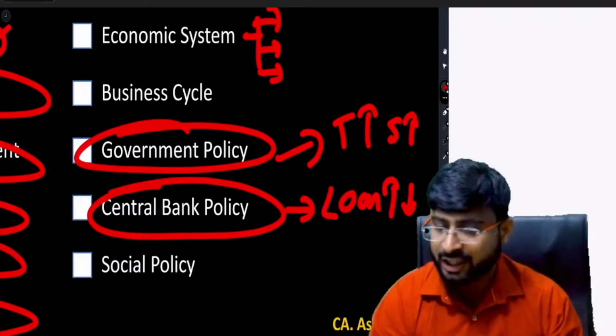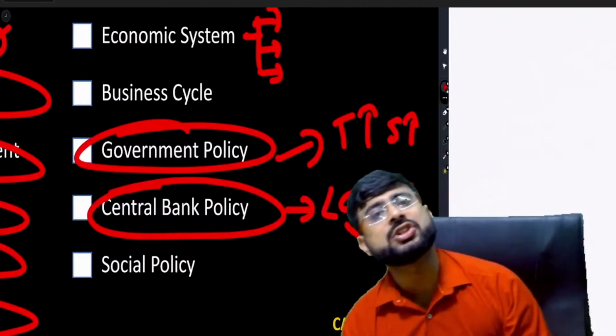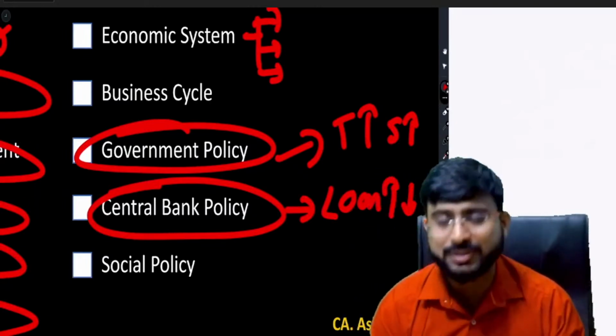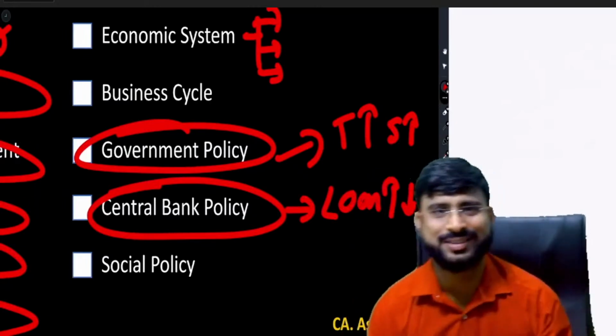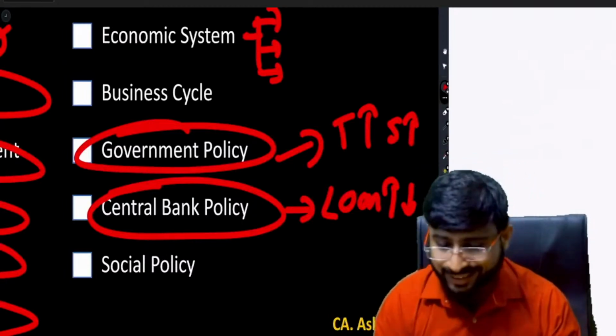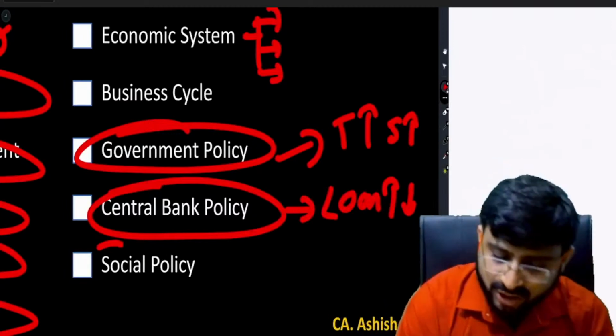Similarly, to the contrary, if the rate of interest on loans is reduced, automatically the business organizations can borrow more. Yes or no? Yes, sir, you are correct. That is central bank policy. Next is what?